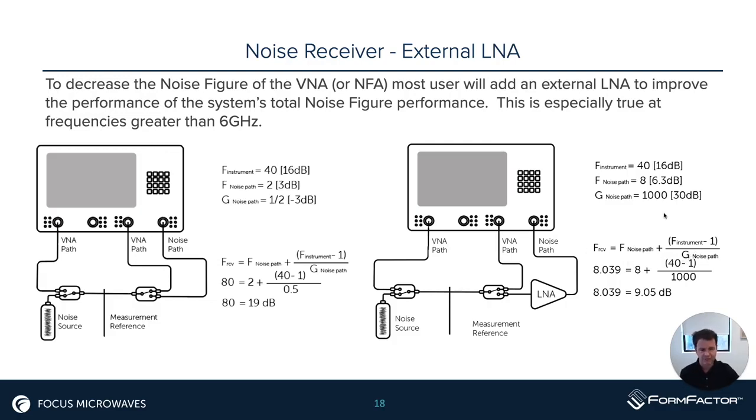So again, if we take the same numbers, the instrument noise figure will not change. We need to change the path and the gain. So by putting an LNA here of roughly 30 dB, 30 dB in linear becomes 1,000. So now we go from the 19 dB value, we could reduce this to 9 dB. So this becomes way more interesting and way more usable. Okay, so basically that's how we have to understand why the LNA is used in these kinds of setups.